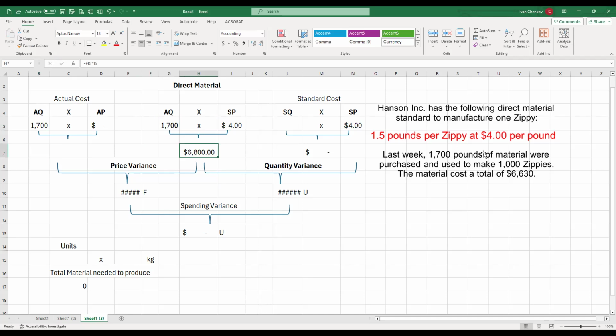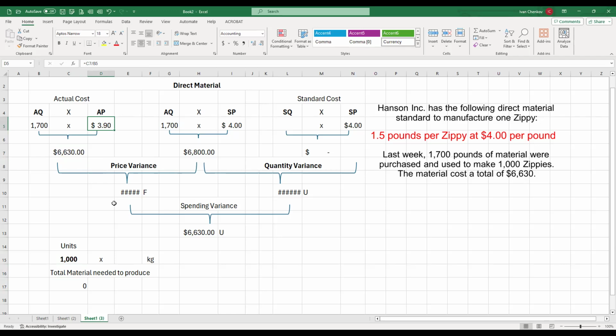What else do we know? We produced how many units? 1,000 units, correct? And the money that we spent on the direct material is $6,630. That will be our total cost here, right? Once we plug this number in, we find out that our actual price per pound that we paid for that material is $3.90.